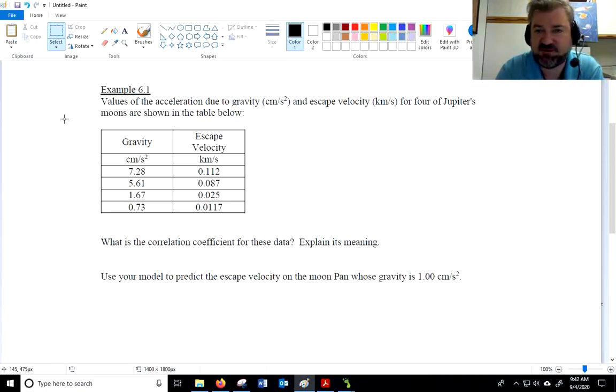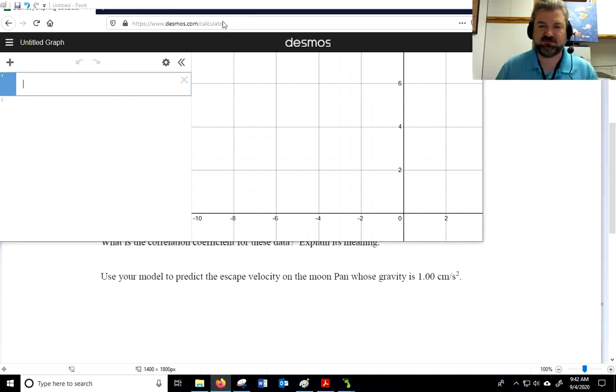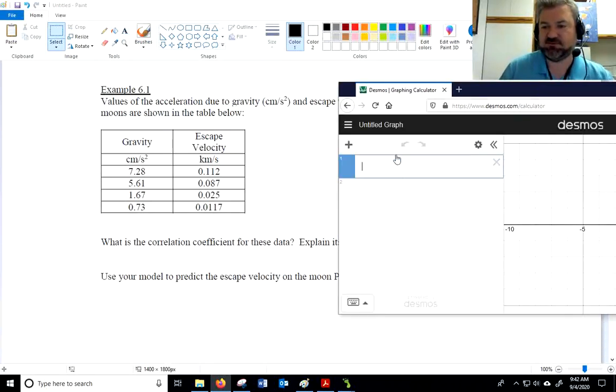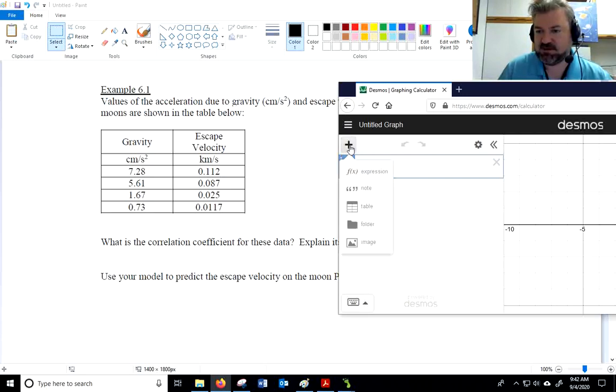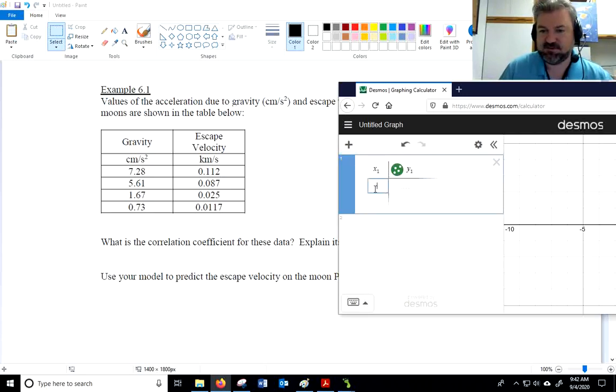So we would expect a very strong correlation because the escape velocity is almost exactly tied to the gravity. So let's go ahead and find out what that would be. We can then use that correlation and least squares regression to make some predictions. So I'll be using the Desmos graphing calculator today. And what we're going to do is you need to add an item right here. And we're going to select table. And I'll simply type in these data right here.